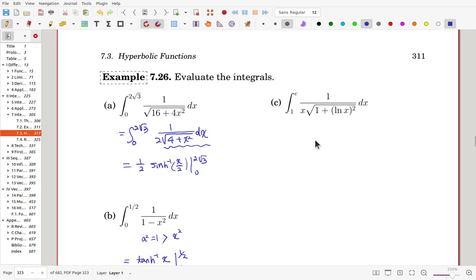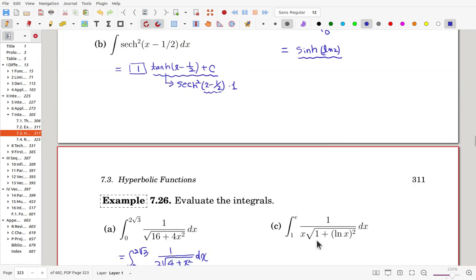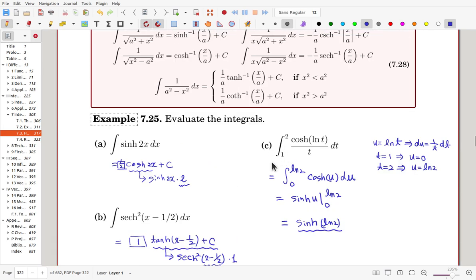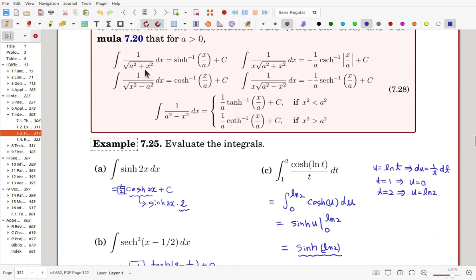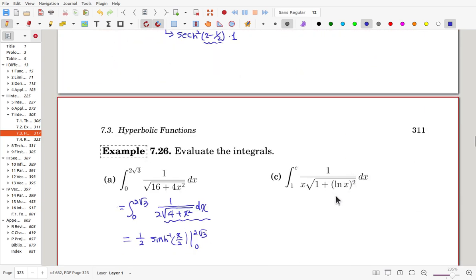Okay, for this final one, now it looks like the major format is 1 plus something squared inside of the radical. So the format is around this one, where x is there, so either this one or that one, but it's not x here, so we need a little bit of manipulation. Okay, substitution: u equals logarithm x, then du equals 1 over x dx. Okay, 1 over x dx is now du.